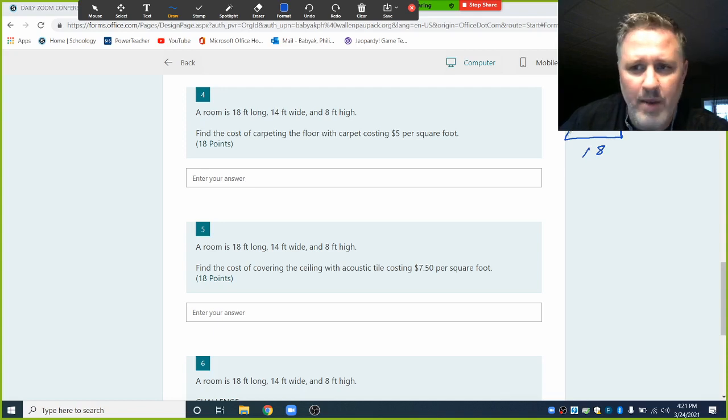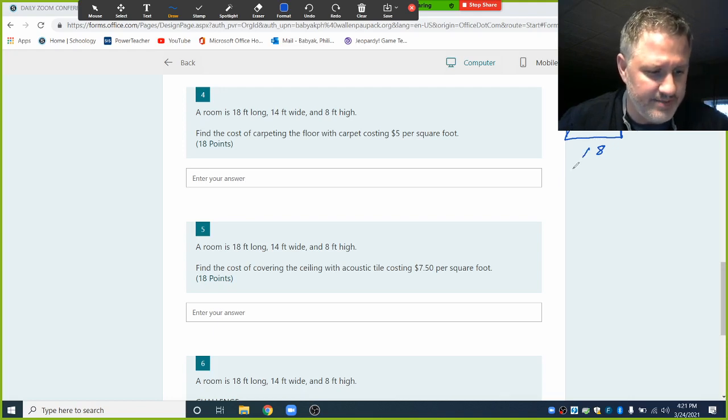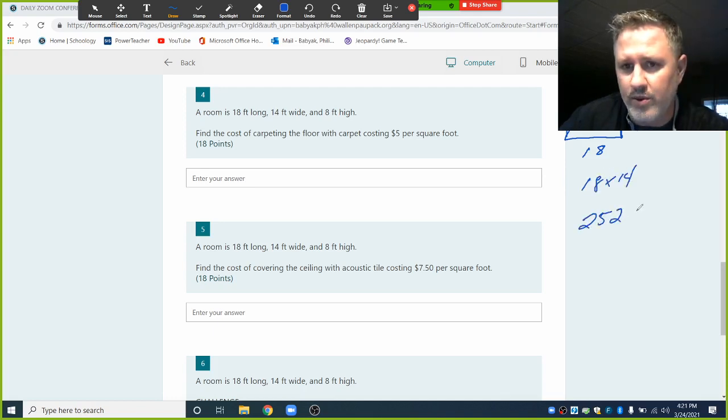Do I care about the height when I'm finding the area of the floor? Do I care about how tall the walls are? No, right? So all I care about really is the base, which is 18 by 14. So I'm going to do 18 times 14. And again, the calculator just makes it a little bit quicker. So 18 times 14, I wind up getting 252 feet squared of area.